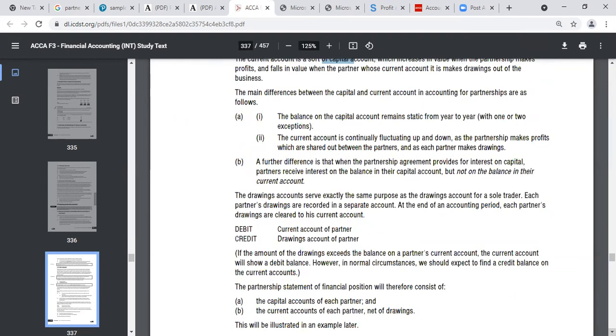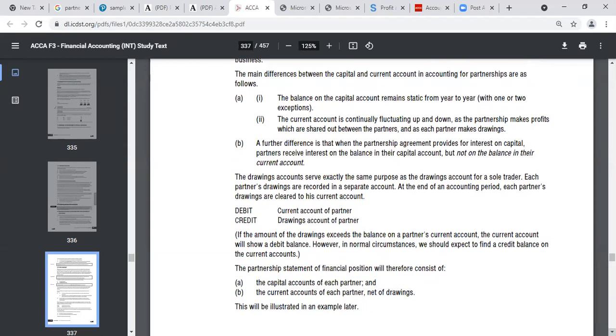So right here, they're just giving us how we treat drawings. Like I said, partners do take drawings. It's a common thing to find with partners, just like sole traders. What we are saying here is that in case we have drawings taken by the partners, ours is to do what? Ours is to debit the current account of the partner, and then credit the drawings account of the partner. We shall see how this plays out when we get to an example.